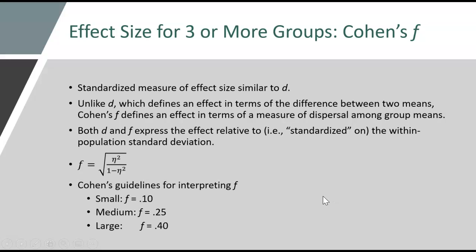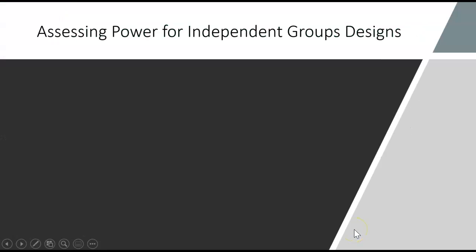Interpreting Cohen's f, like we had with Cohen's d, we have some limits. You have to have an f of at least 0.1 to be declared a small effect. Medium effects are 0.25 at a minimum, and large effects 0.4 at a minimum.